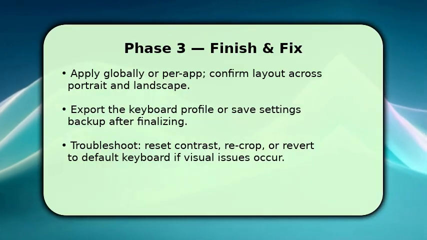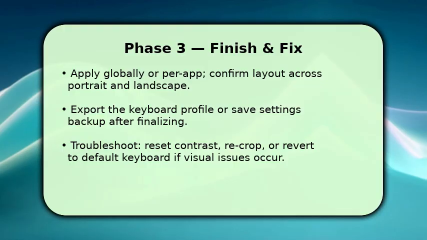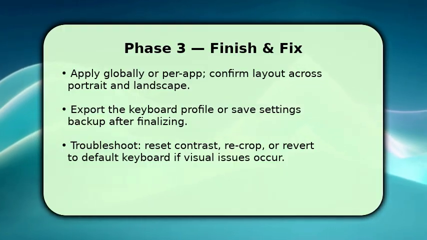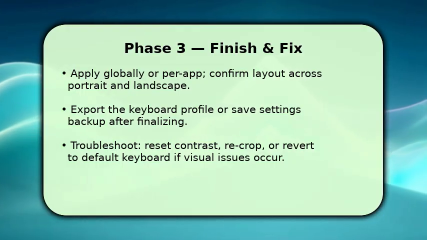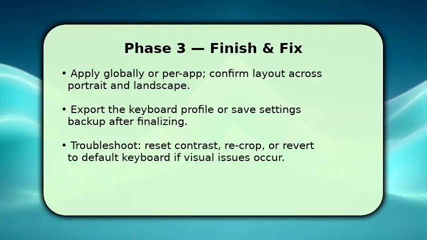If something goes wrong, reset contrast or recrop the image to move distracting details away from key areas. And if readability still fails, revert to the default keyboard. This quick rollback keeps typing uninterrupted while you refine the image.